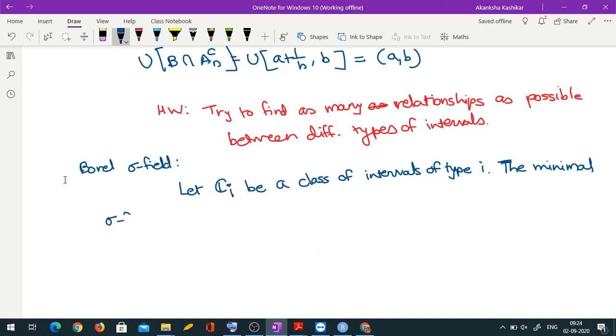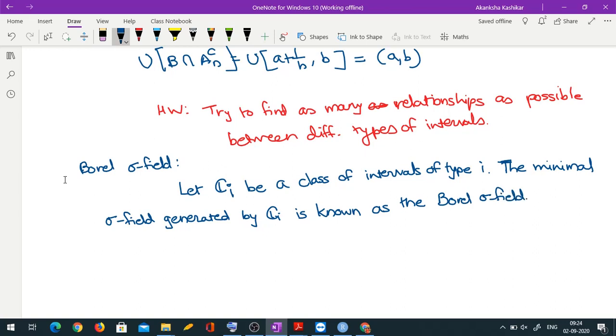The minimal sigma field generated by Ci is known as the Borel sigma field. Okay, minimal sigma field generated by Ci is known as Borel sigma field.